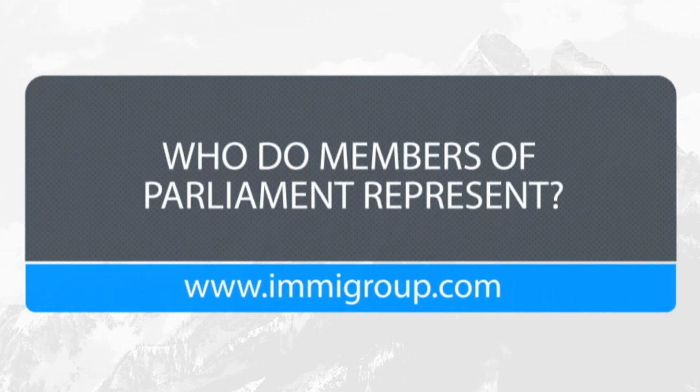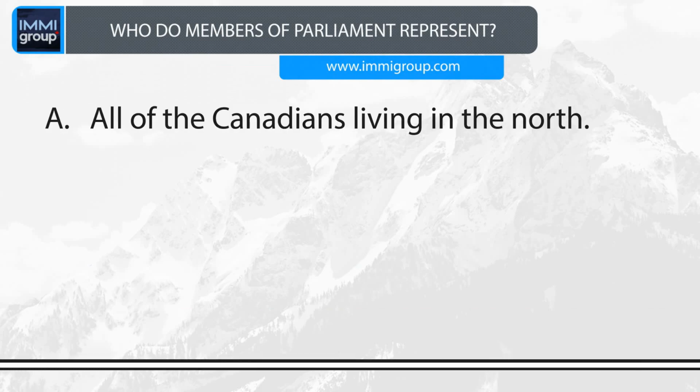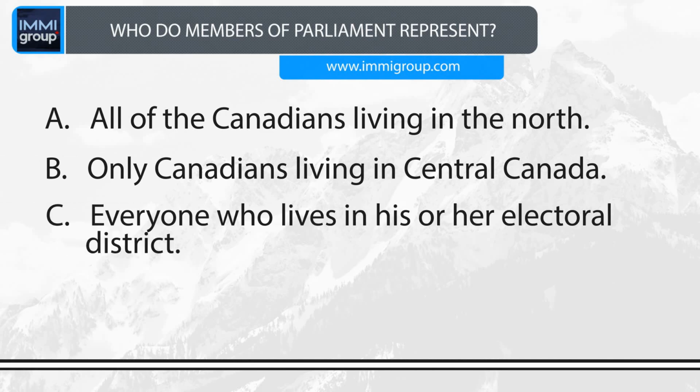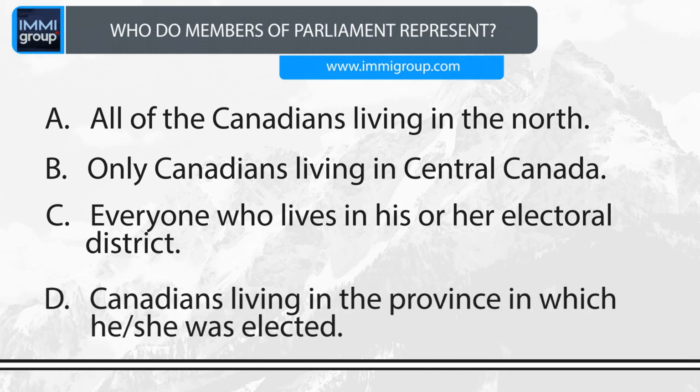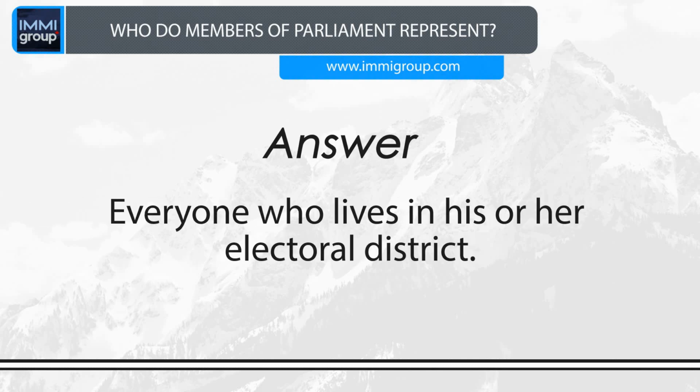Who do members of Parliament represent? A. All of the Canadians living in the North. B. Only Canadians living in central Canada. C. Everyone who lives in his or her electoral district. D. Canadians living in the province in which he or she was elected. Answer: Everyone who lives in his or her electoral district.